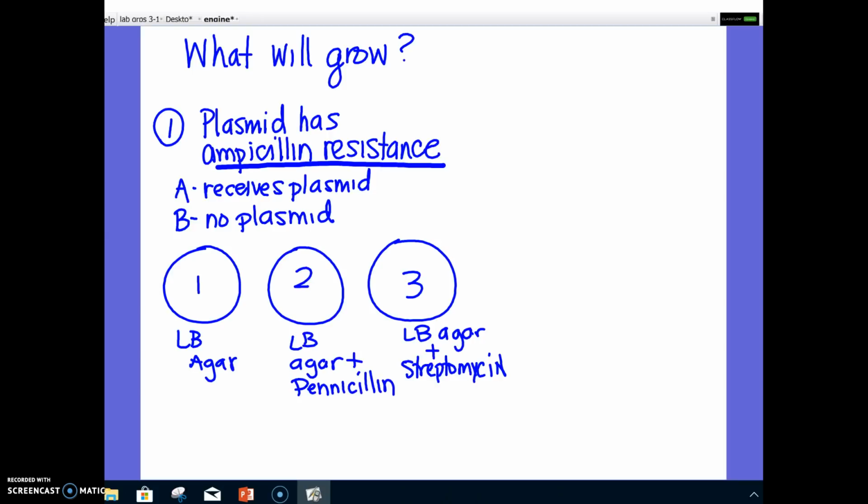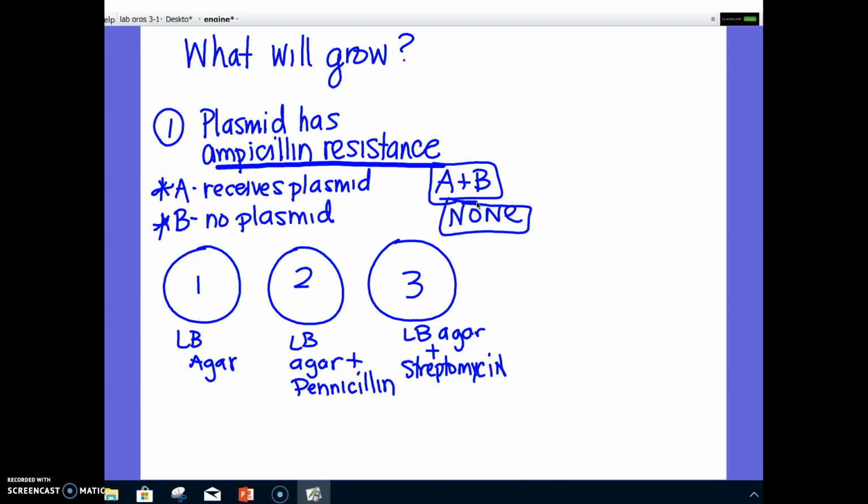So A would represent your answer if bacteria that received the plasmid would grow, and B you would choose if you think bacteria that did not pick up the plasmid would grow, or your answer could be both, A and B, that you think both of them would grow whether they have the plasmid or not, or your answer could be none of them would grow. So let's look at our sample plates.